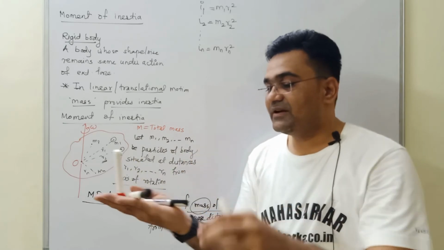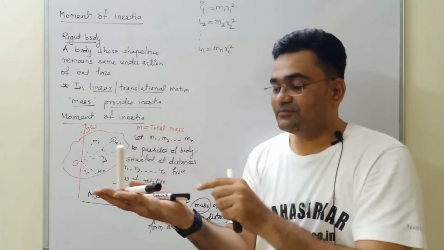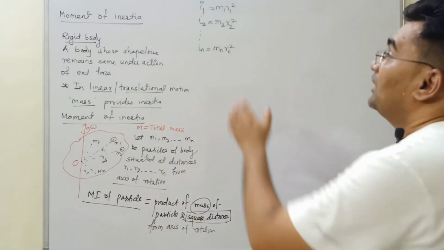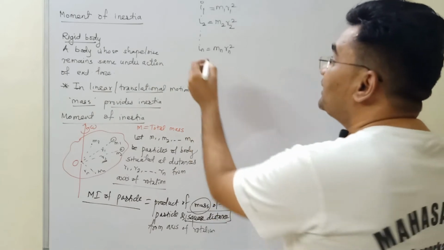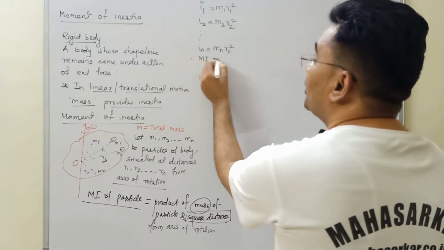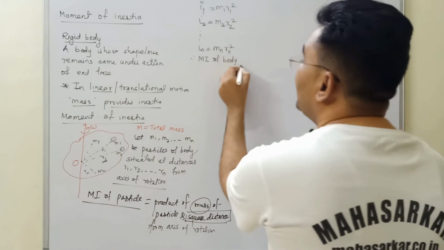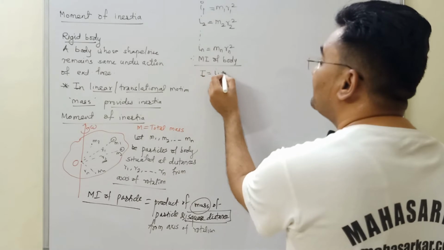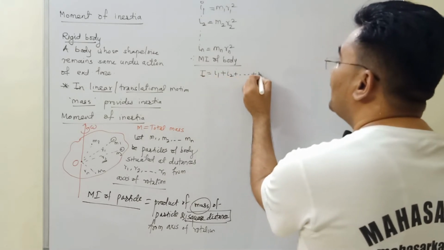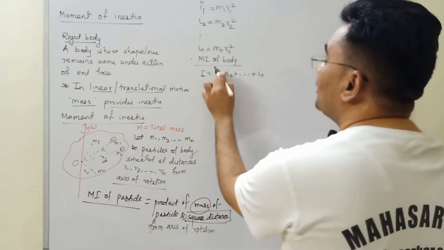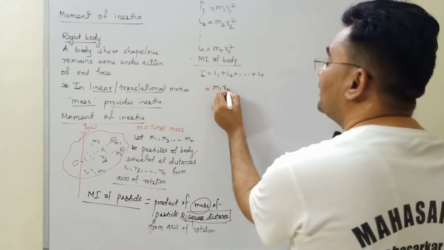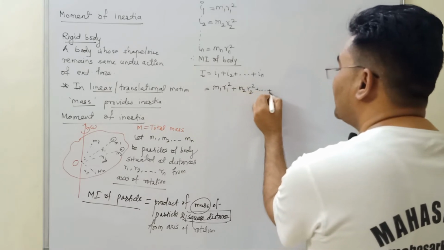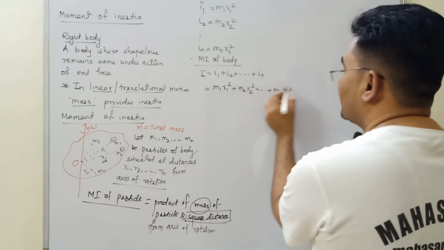So if this is the first particle, second particle, then this one has mass m1 and perpendicular distance r1. If I want to find the moment of inertia of the body, then the moment of inertia of the body can be given as I equal to the addition of all these: I1 plus I2 plus up to In. Substituting all the values, I will write m1 r1 square plus m2 r2 square up to mn rn square.